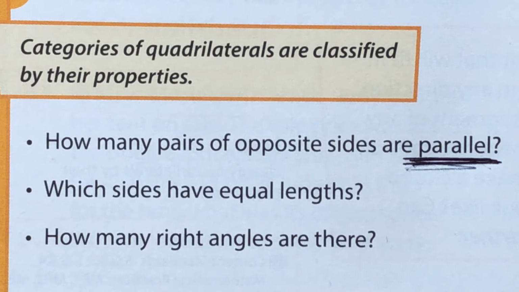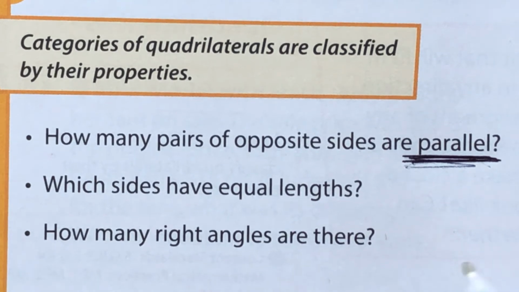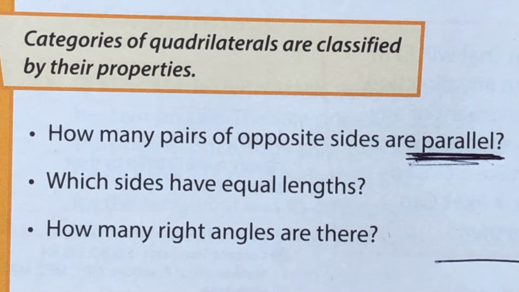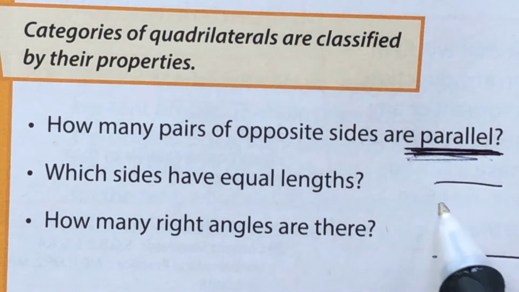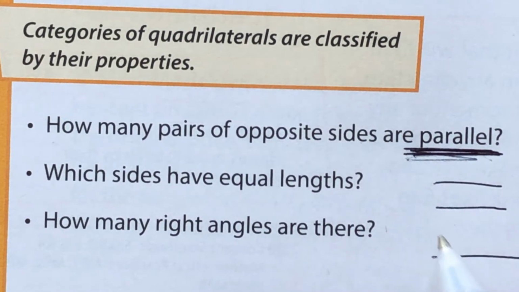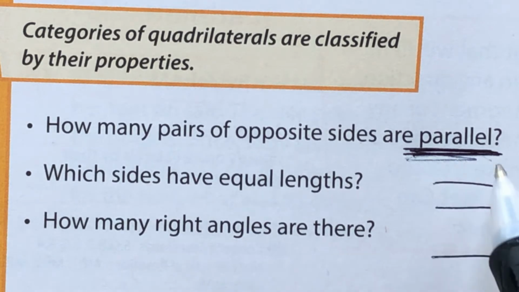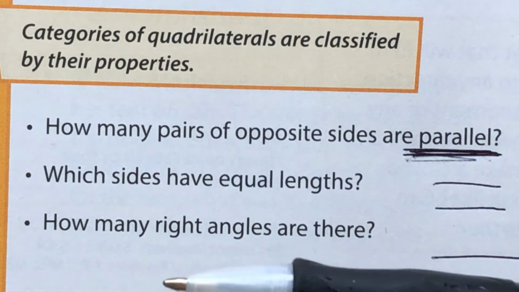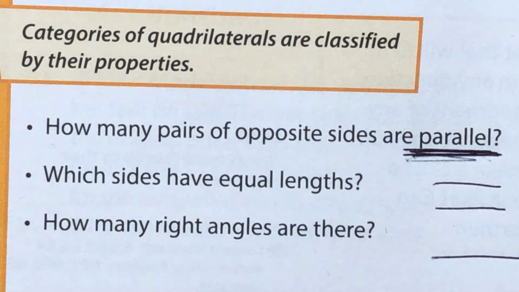Parallel basically means when two lines never touch, okay? So these lines right here are parallel because they are never going to touch. That means that if sides are parallel, they'll never touch. They're straight across, and you can put a pencil on it if you want, but they'll never touch, okay? So we're only going to focus on this first bullet point.